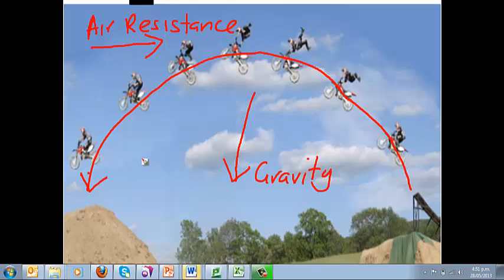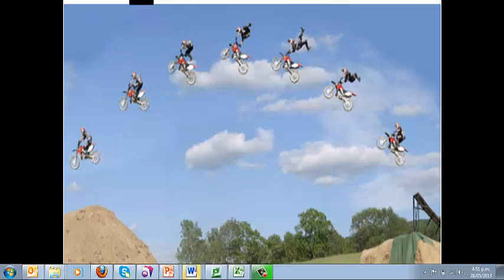All our projectiles will always have gravity acting on them, pulling them down to Earth, and also air resistance, which also acts upon a projectile.